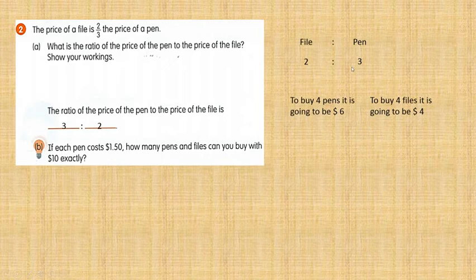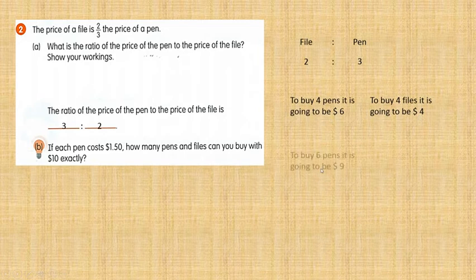So guys, let's think together here. If the file is two-thirds of the price of the pen, what's two-thirds of 1.5? When you do it, you will find two-thirds times 1.5 equals $1. So the price of the file is $1 and the price of the pen is $1.5. If you buy four pens, it's going to cost you $6, and if you buy four files, it's going to equal $4. So 4 plus 6 is exactly $10.